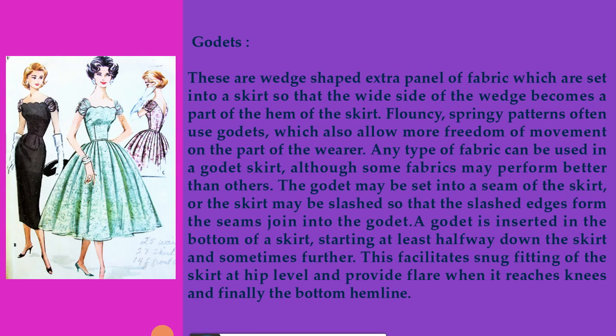The godet may be set into a seam of the skirt, or the skirt may be slashed so that the slashed edges form the seams joined into the godet. A godet is inserted in the bottom of a skirt, starting at least halfway down the skirt and sometimes further. This facilitates snug fitting of the skirt at hip level and provides flare when it reaches the knees and finally the bottom hemline.